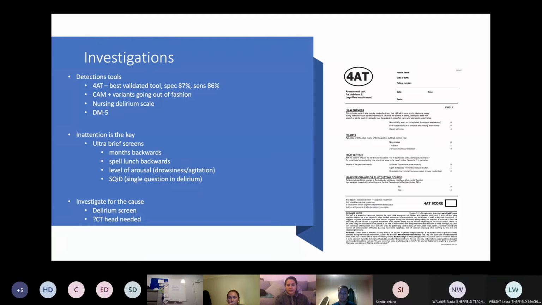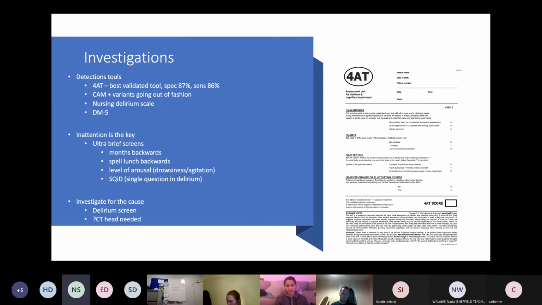So the next part would be thinking about whether a CT head is needed for these patients. Now, I think, again, it's all very patient specific. So if it's someone who is young and has come in with an acute delirium, then probably yes. If it's an older person, then you need to start thinking about have they had a CT head done recently, which would potentially give you some answers.